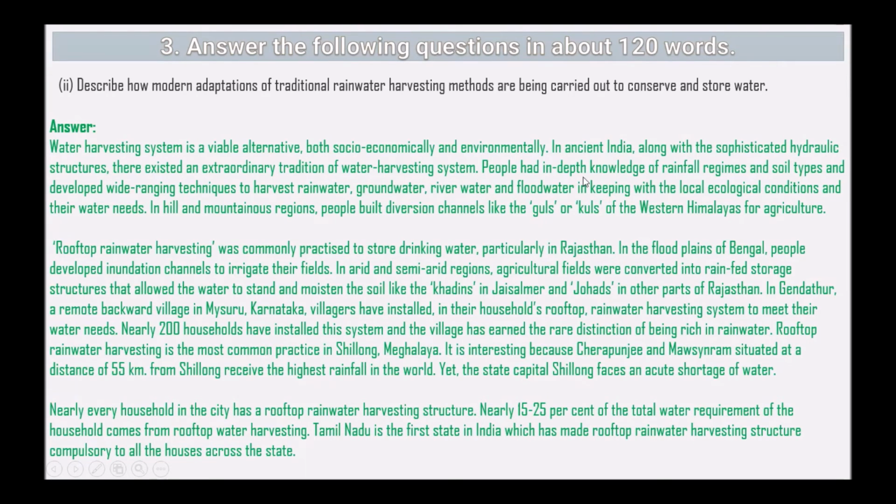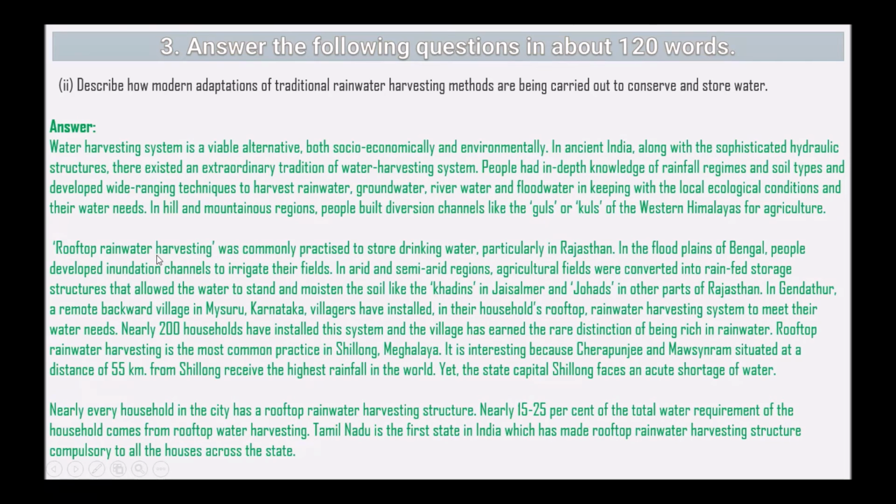People had in-depth knowledge of rainfall regimes and soil types, and developed wide-ranging techniques to harvest rainwater, groundwater, river water and flood water in keeping with the local ecological conditions and their water needs. In hill and mountain regions, people built diversion canals like the Guls and Kuls of the western Himalayas for agriculture.